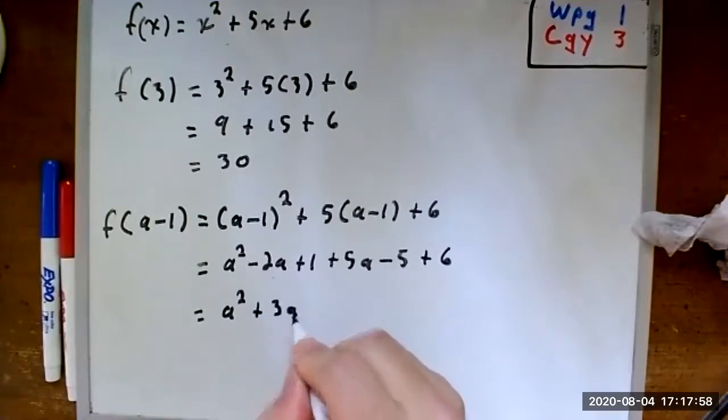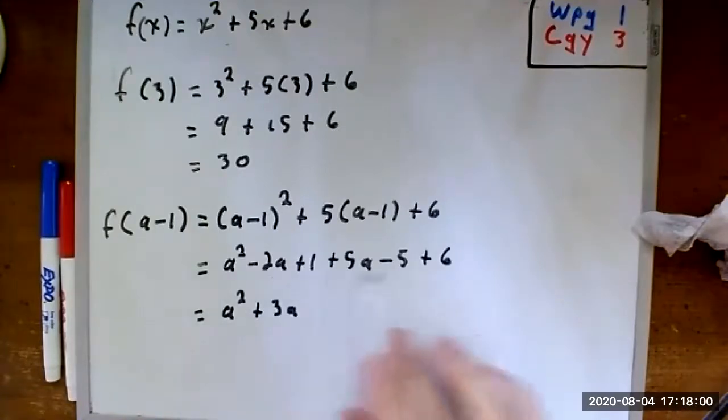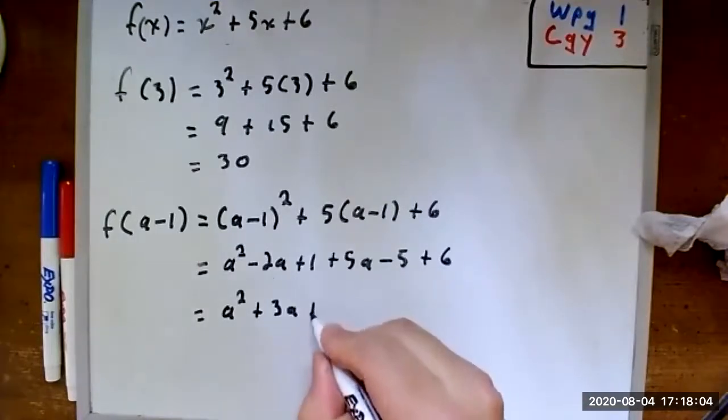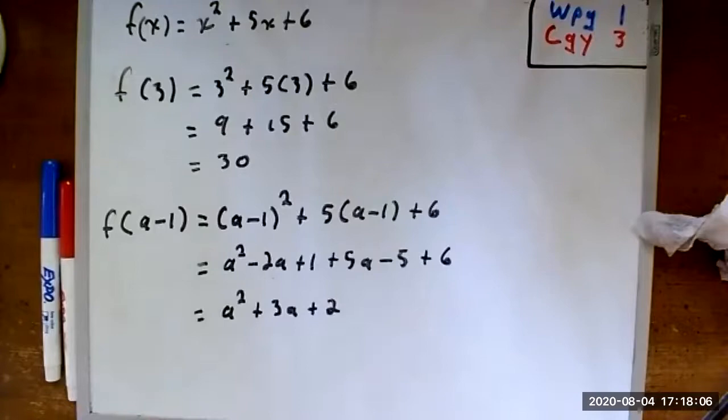We put together what we can put together. There are no other a squareds, so it comes down. I have negative 2a, positive 5a, so that ends up as a 3a. Negative 5 and positive 6 is 1, plus another 1, and we end up at 2.